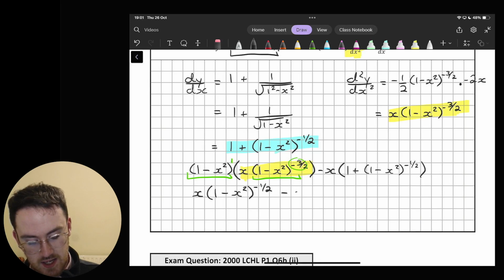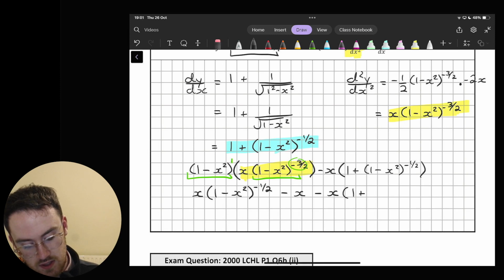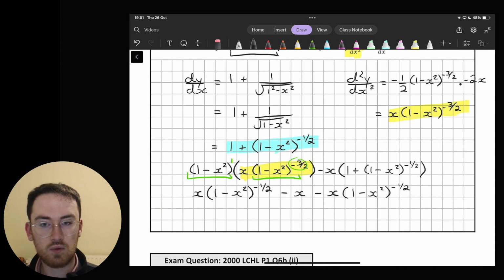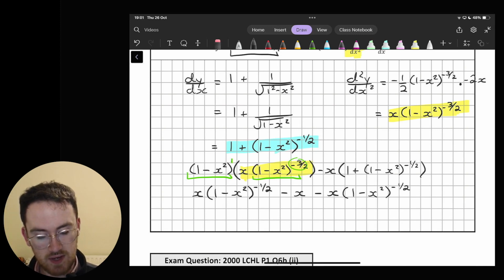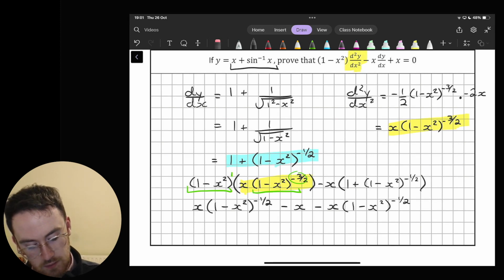Multiplying out the right hand side, I get minus x times, and then minus x times 1 minus x squared to the power of minus a half. Okay, 1 minus x squared to the power of minus a half. Now I've forgotten one more little part in my expression there, which is plus x. And we want to show that this is all equal to 0.